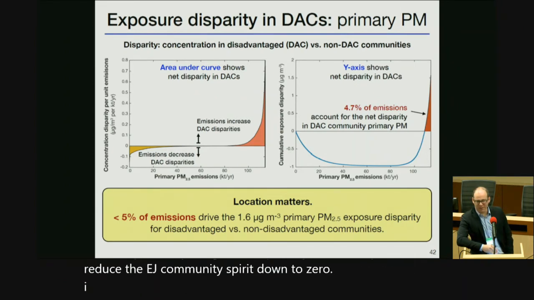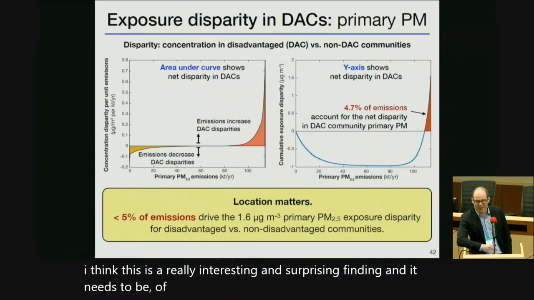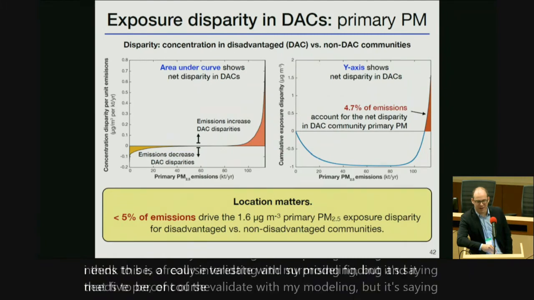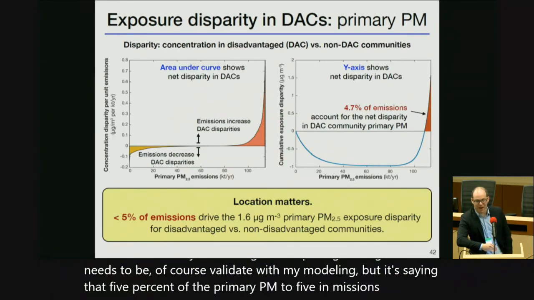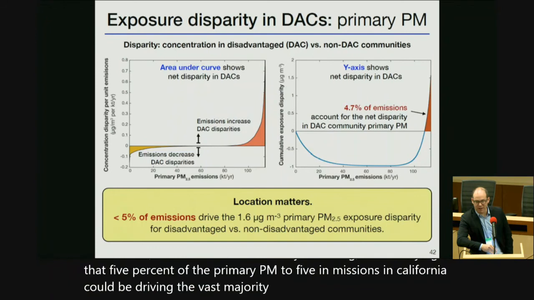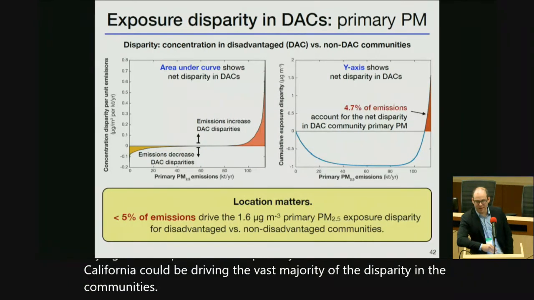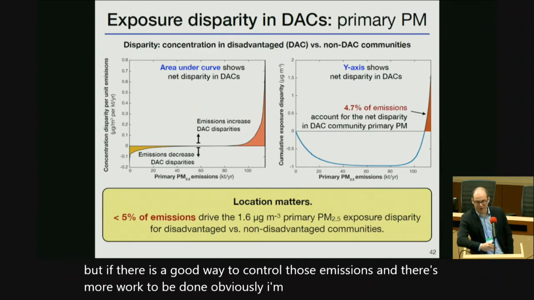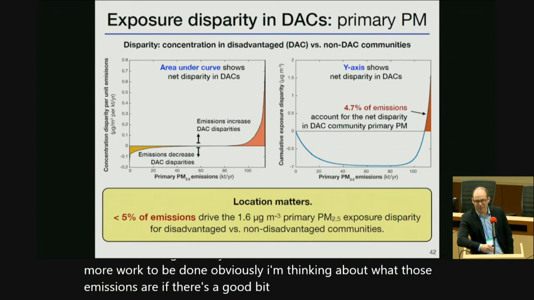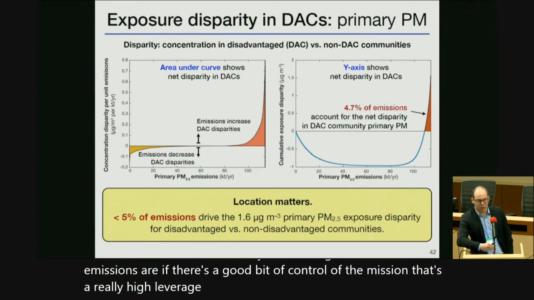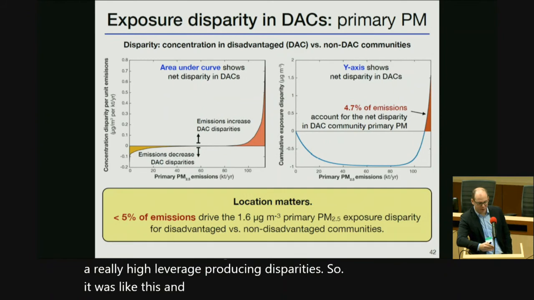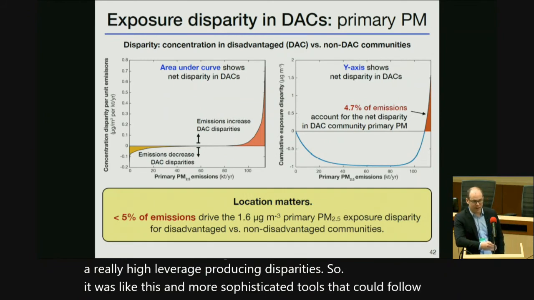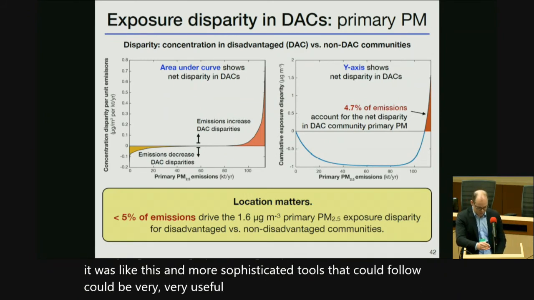I think this is a really interesting and surprising finding, and it needs to be, of course, validated with more modeling. But it's saying that 5% of the primary PM2.5 emissions in California could be driving the vast majority of the disparity in the EJ communities. If there's a good way to control those emissions, and there's more work to be done, obviously, in thinking about what those emissions are, that's a really high leverage for reducing disparities. So tools like this and more sophisticated tools that could follow could be very, very useful in identifying these high impact strategies to reduce disparities.